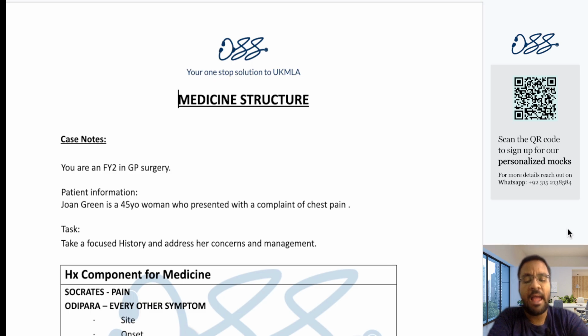The sole reason why we are doing it at the very first is because this particular structure and approach makes up the basic data gathering, the basics of history taking. The components covered in this structure, the mnemonics that are there, all of it would help you lay down a very strong basis for history taking. Once you are able to master this, the upcoming specialties that we are going to do would become much easier for you.